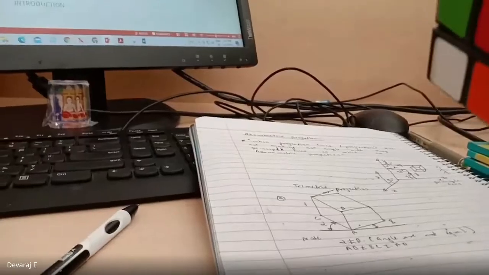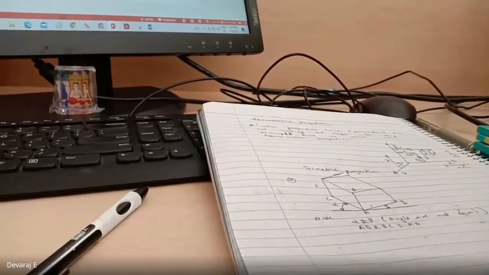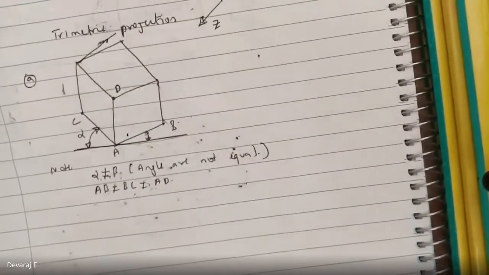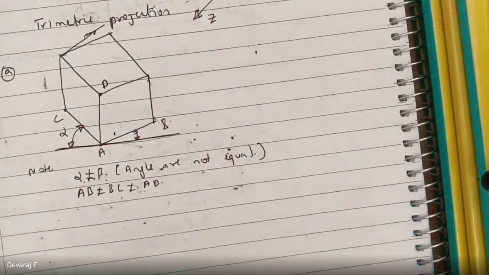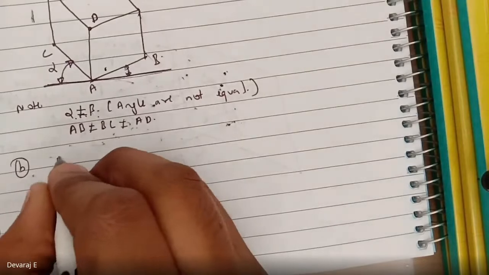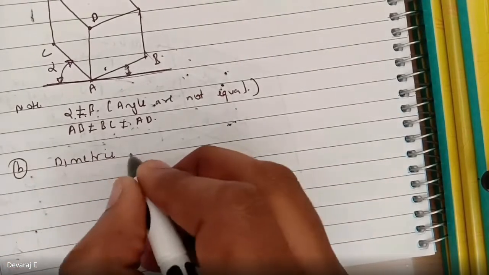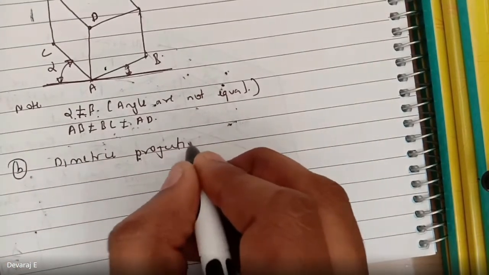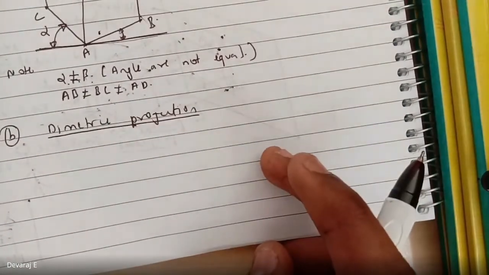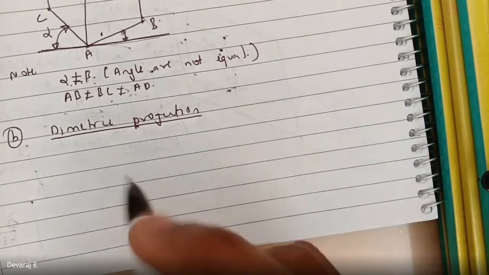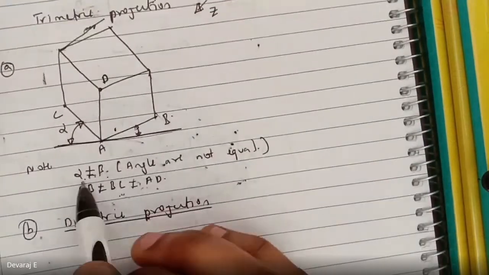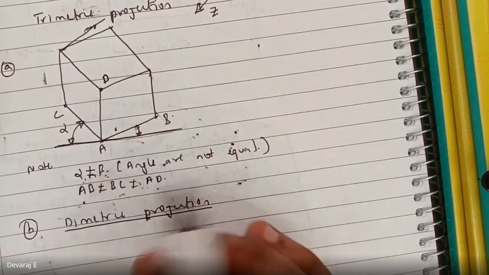Yes, sir. This is the first condition. If this condition exists, this is called trimetric projection. Similarly, we can see for dimetric also. Write down for dimetric projection. So these are conditions. If AB is not equal to BC, and BC is not equal to AD, as well as alpha is not equal to beta, so if this condition exists, this is called what?